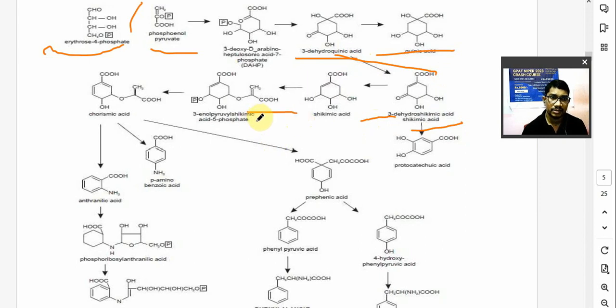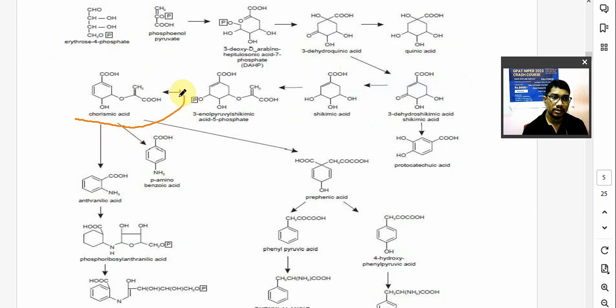From the chorismic acid only you are going to get a para-amino benzoic acid derivative, and after that this PABA will be converted to salicylate, and that's why in the plant also vinegar or extracts will have salicylate. Now from the chorismic acid another prephenic acid is formed, and from prephenic acid you are going to get aromatic amino acids known as phenylalanine and tyrosine. Once you get these amino acids, these are nothing but the biosynthetic precursors for the alkaloids.